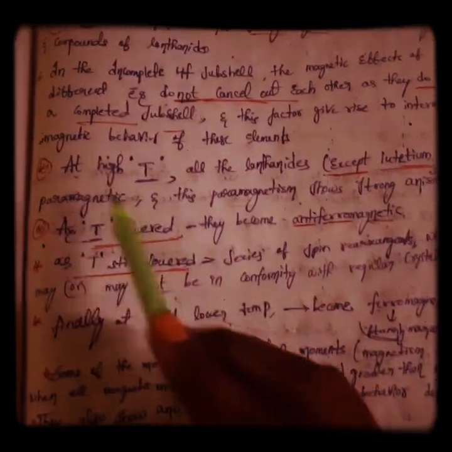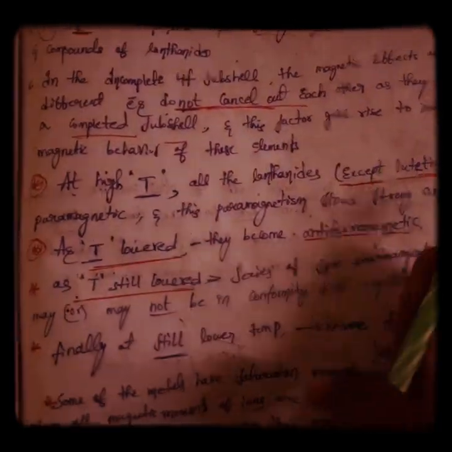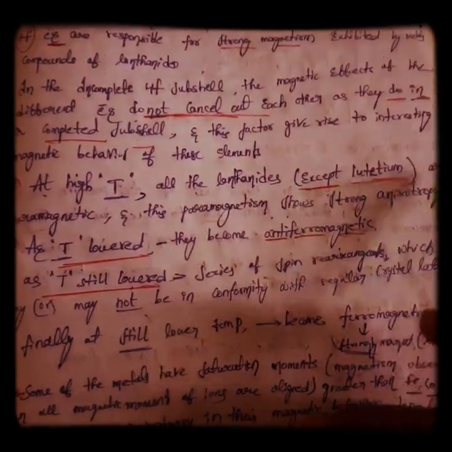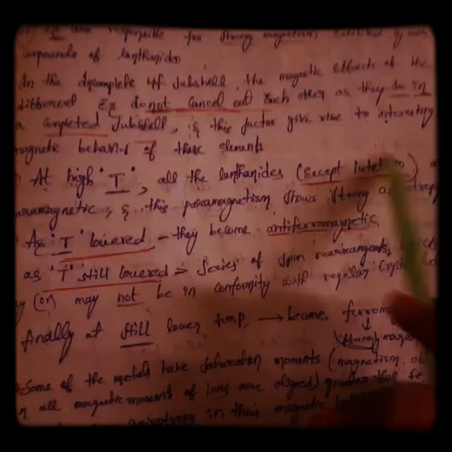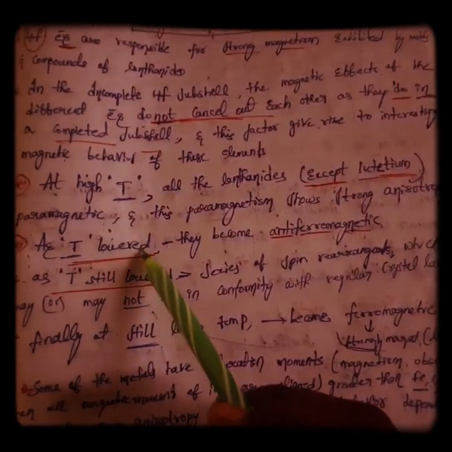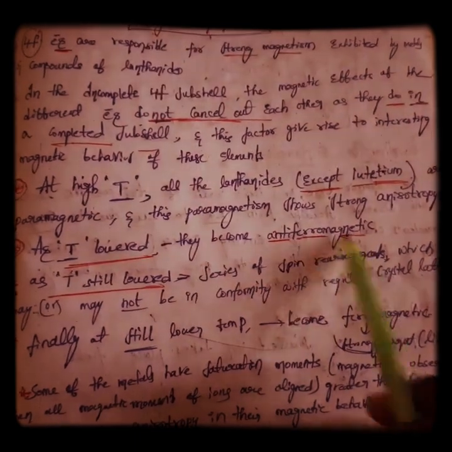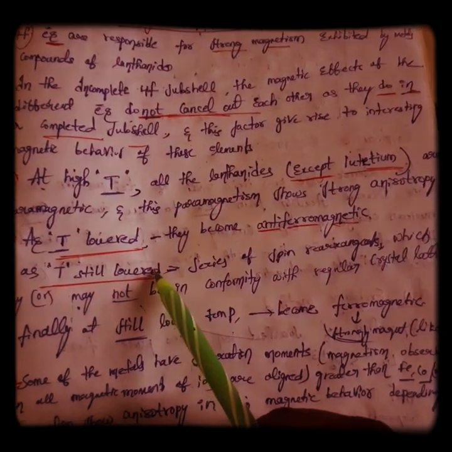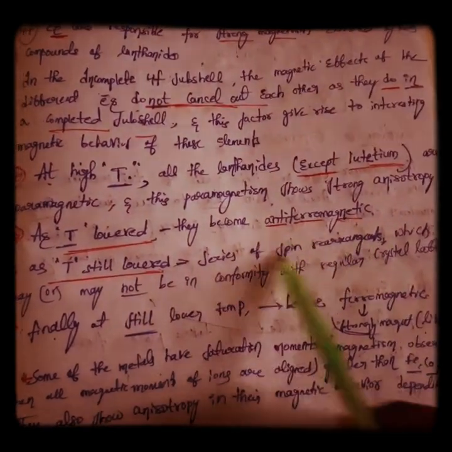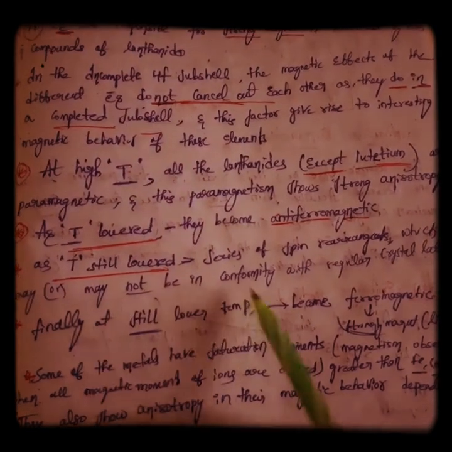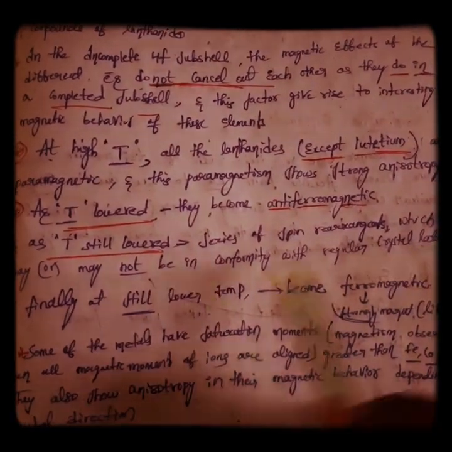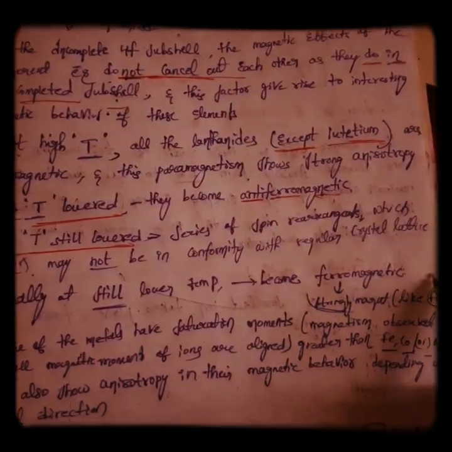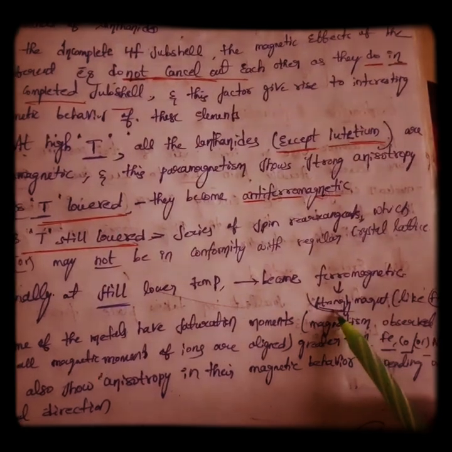These points are just based on temperature, friends. At high temperature, all the lanthanoids are paramagnetic, except lutetium. As the temperature is lowered, paramagnetic becomes antiferromagnetic. As the temperature is lowered still further, the spin arrangements may or may not be in conformity with the regular crystal lattice. Finally, at a still lower temperature, they become ferromagnetic, meaning they act like a strong magnet like iron.